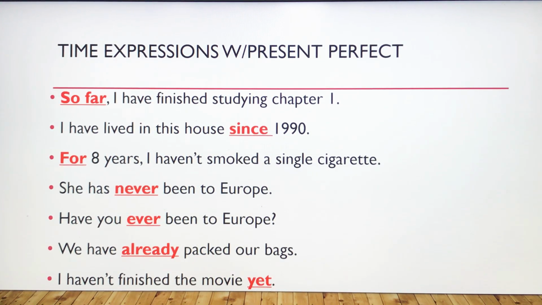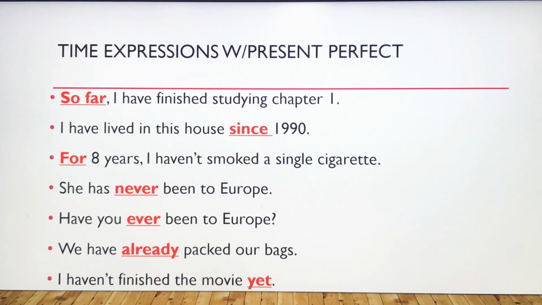Okay, so what are the time expressions that we use with the present perfect? The first one is so far. So far I have finished studying chapter 1. So this is what I have done up until this moment, right? The second one, I have lived in this house since 1990, which means that I moved there in this year and I still live there.